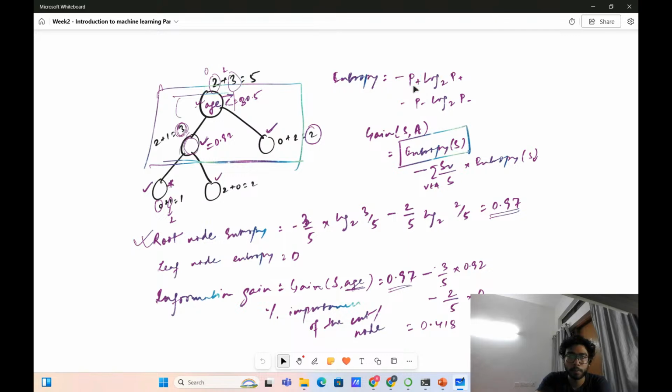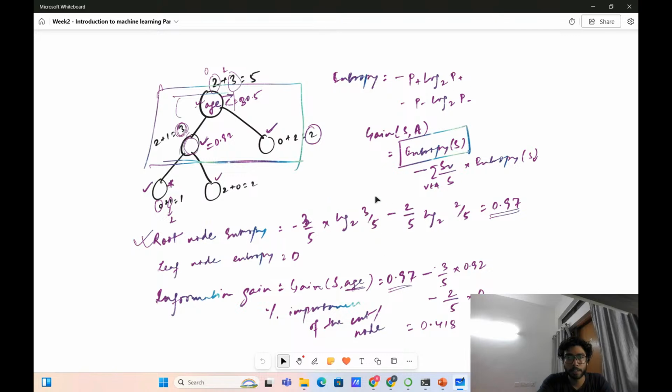So what is the probability of the sample being positive? Being basically result equals 1, the probability is 3 out of total 5, right? So your P plus would be 3 by 5. That's what is calculated over here. This is the root node entropy that I'm calculating: minus 3 by 5 times log base 2 of 3 by 5, right?